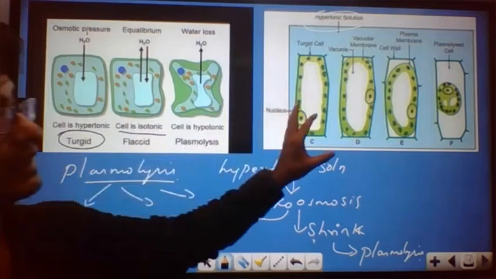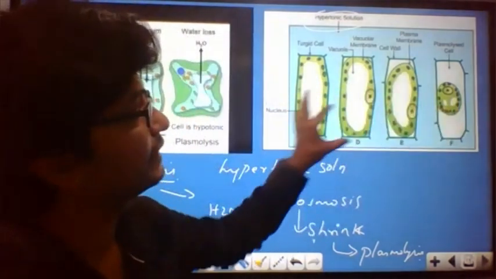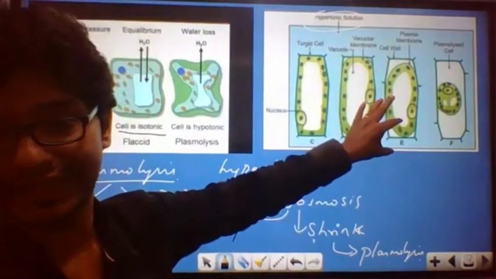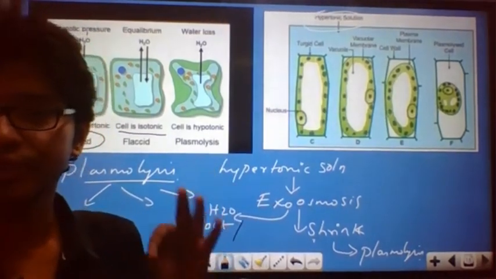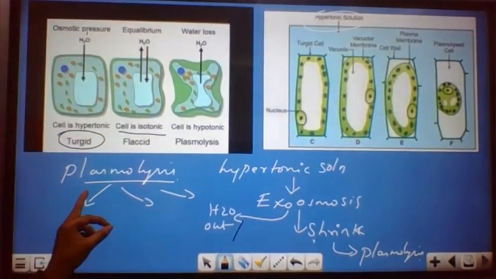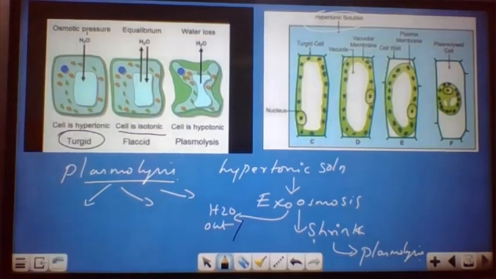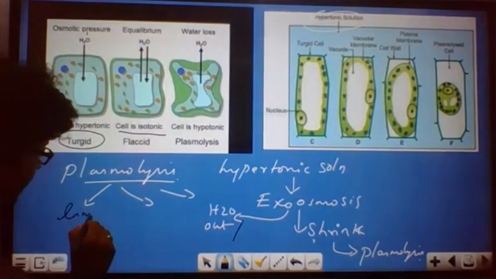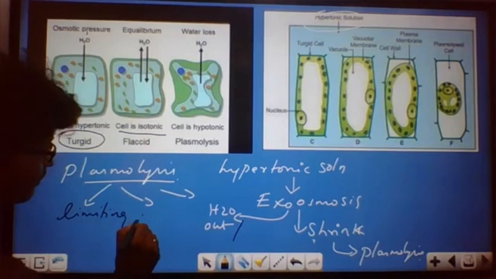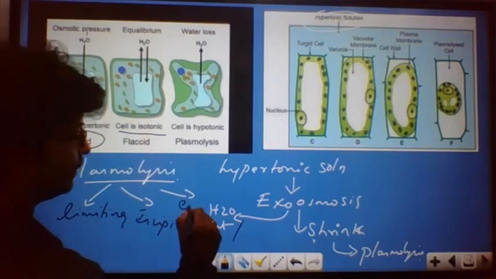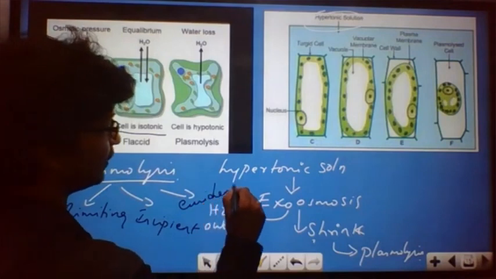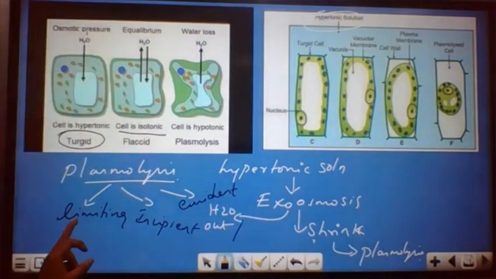Based on the size of the protoplasm, especially in the case of a plasmolyzed cell, what are the three types of plasmolysis? The three types are limiting, incipient, and evident. There are three types of plasmolysis: limiting, incipient, and evident.